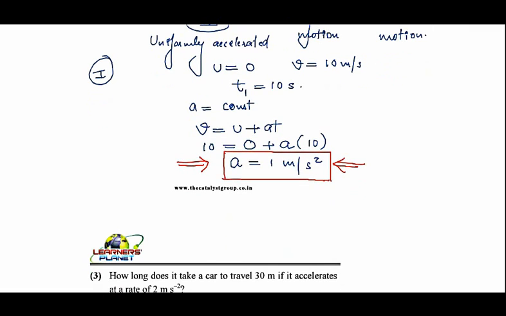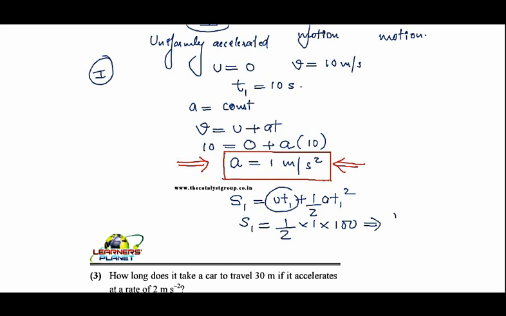Is it clear? Now as you have acceleration, you can simply calculate the distance that it has traveled for this first motion. We know s1 is equal to ut1 plus half at1 square, or simply s1 will be equal to, now u in this particular case is 0, so ut will be 0, it will be simply half of 1 into 100, which is simply that s1 will come out to be 50 meters. Hence the distance traveled by it in this uniformly accelerated motion is 50 meters.